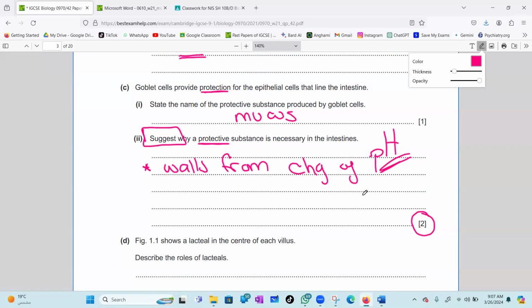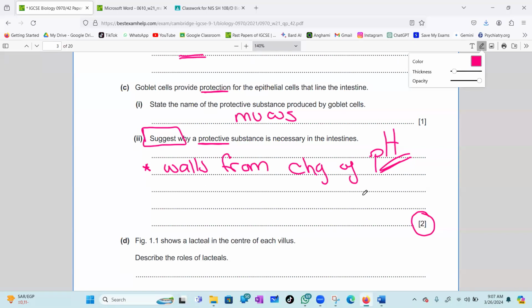Protects the blood vessels. No, think of something else. What do we have in the intestines? We have juices that contain enzymes and contain acids and bases and contains what else? So we need protection from what? You said from the bases or the acids. Okay, what else? We need protection from what? What is present that can cause harm?